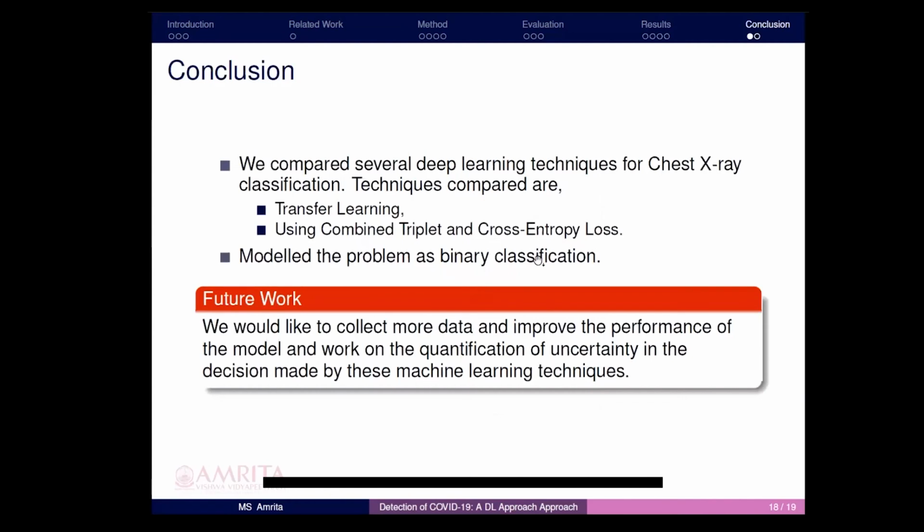Conclusion. We compared several deep learning techniques for chest X-ray classification in this research. Techniques compared and proposed for chest X-ray classification in this paper are transfer learning, Siamese network, and triplet and cross-entropy loss functions. All the approaches had positive results. However, rather than modeling the problem as a multi-class classification task, it would be preferable to describe it as a binary classification task. As part of future work, we would like to collect more data, improve the performance of the model, and work on the quantification of uncertainty in the decisions made by these machine learning techniques.